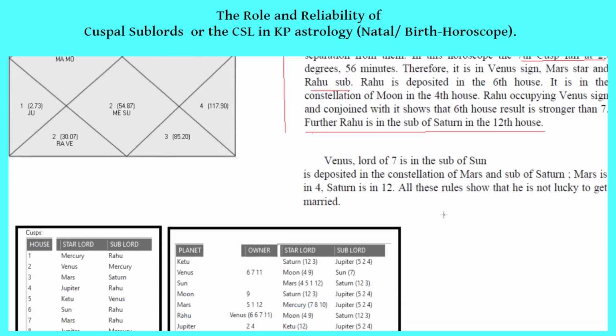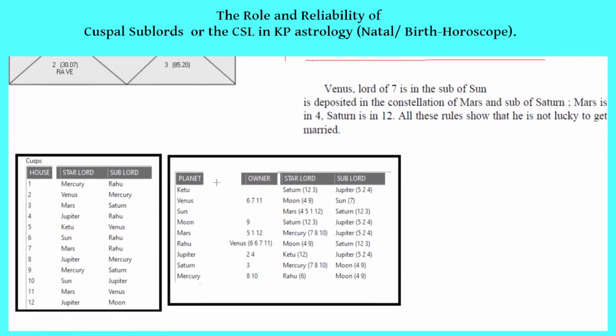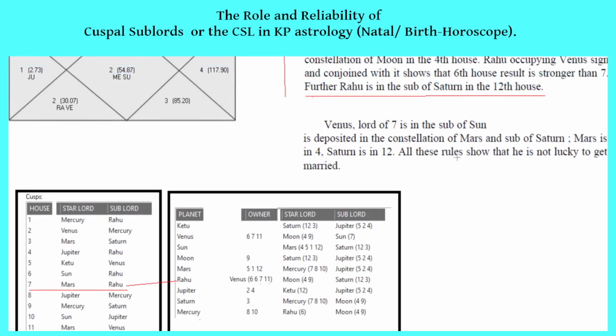So now if you look at what has happened, this particular signification of Rahu... and when we look at what Rahu is signifying in the planet table, we saw that Rahu was in Taurus, so it was indicating the 7th and the 11th house. But what Shri KSK is saying is that Rahu is in the sub of Saturn in the 12th house.